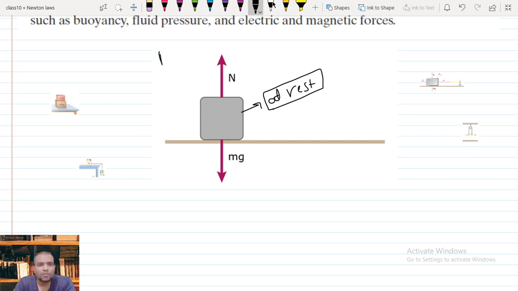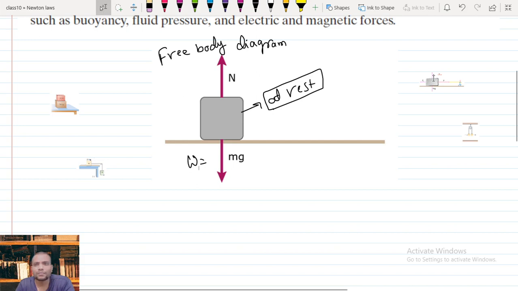If I draw the free body diagram, we need to represent the forces which are acting on this object. Since the block is at rest, there are two forces which are balancing. One is weight, which is acting in the downward direction. To counterbalance this weight, the normal reaction force is acting in the upward direction. So that's it. This is the way to represent the free body diagram for this case.